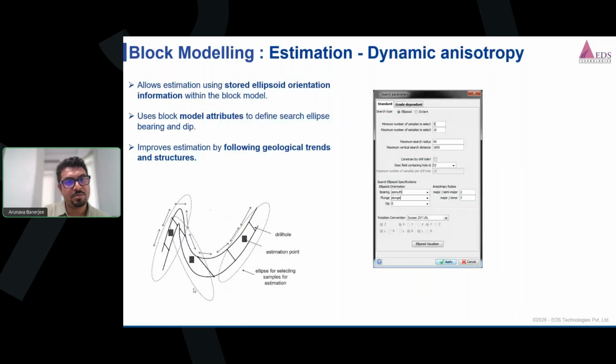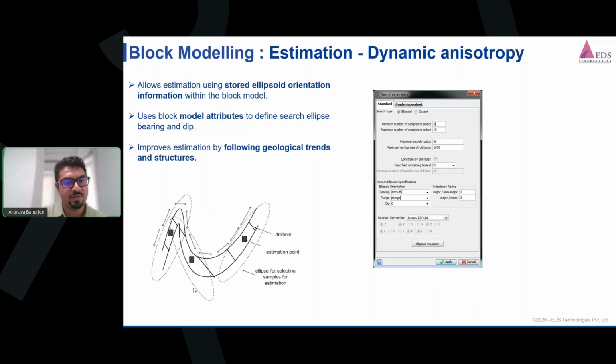The next estimation technique, very popular worldwide, is dynamic anisotropy. The stored ellipsoid orientation information we can collect from the solid envelope, those dip directions, and we estimate them first in the block centroid, creating new attributes in the block centroid, like bearing, plunge, and dip values, collected from the solid envelope only. During the estimation process we can use those attributes instead of a single parameter.